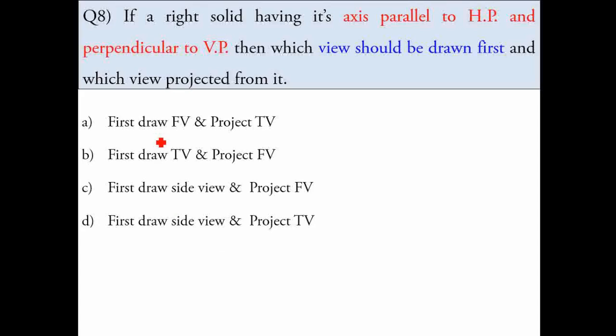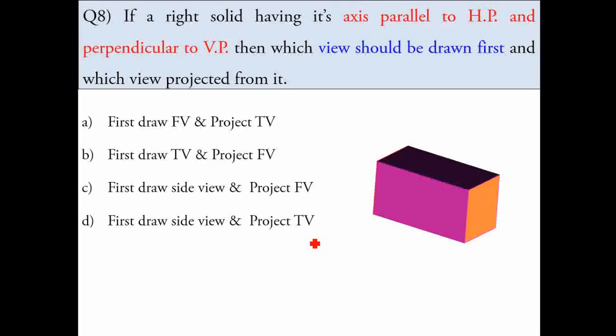The first option: draw the front view and then project its top view. Second option: first draw its top view then project its front view. Third: first draw its side view and project its front view. And fourth option: first draw its side view and then project the top view. So once again we will take the reference of the quadrant and the object.